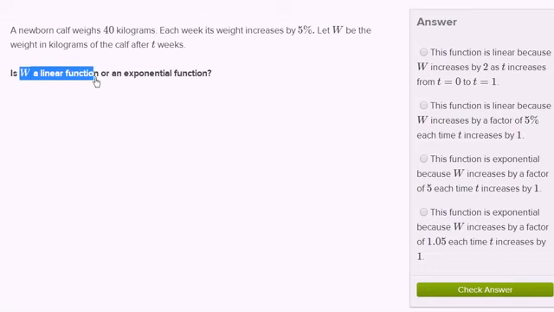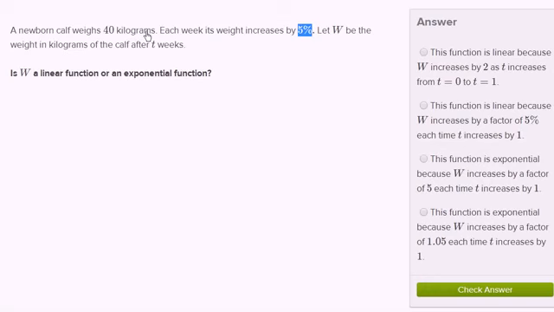So if W were a linear function, that means that every week that goes by, the weight would increase by the same amount. So let's say that every week that went by, the weight increases, or really they're talking about mass here, the mass increased by 5 kilograms. Then we'd be dealing with a linear function. But they're not saying that the weight increases by 5 kilograms. They're saying by 5%. So after 1 week, it'll be 1.05 times 40 kilograms.